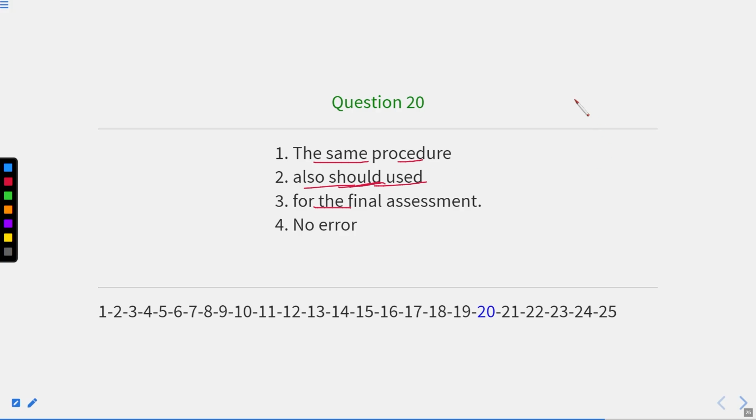Now after should, there is a modal, we cannot have the verb first form. So this should is incorrect over here first of all. So we know that the second part contains the error. Now which error? The same procedure also should be used for the final assessment. So here the answer will be second, where should also be used.